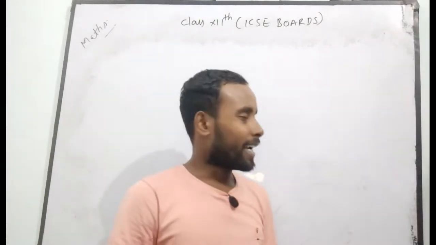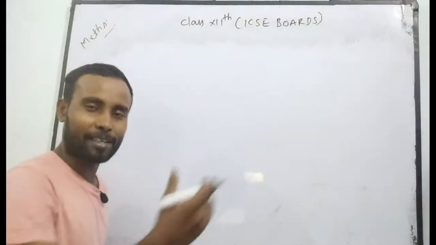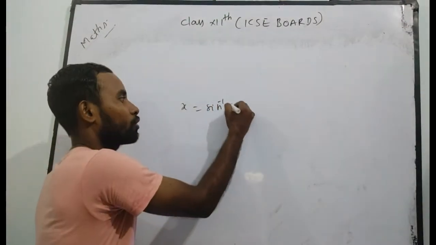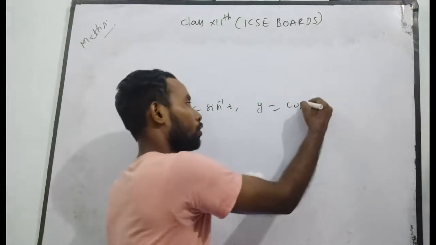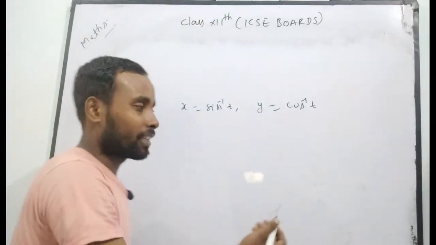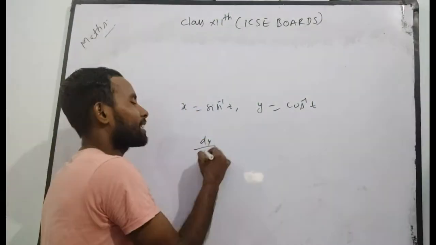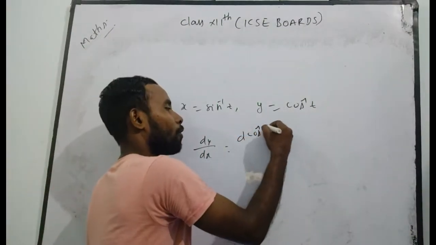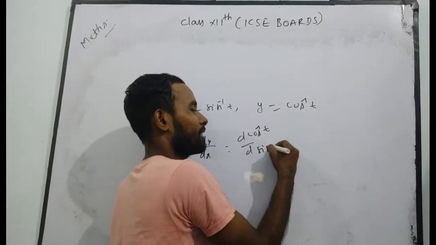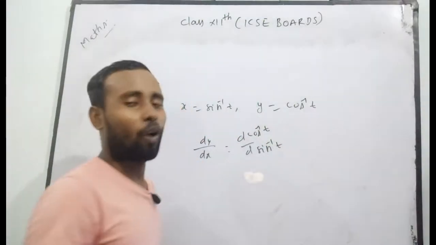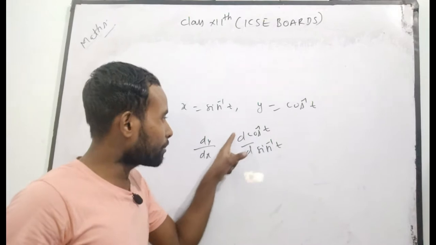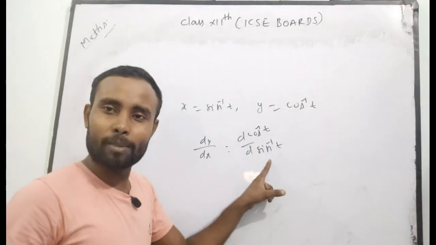In an earlier class I discussed parametric functions. Suppose that x is equal to sin inverse t and y is equal to cos inverse t, and you have to find dy/dx. What is this? This is the derivative of cos inverse t with respect to sin inverse t.